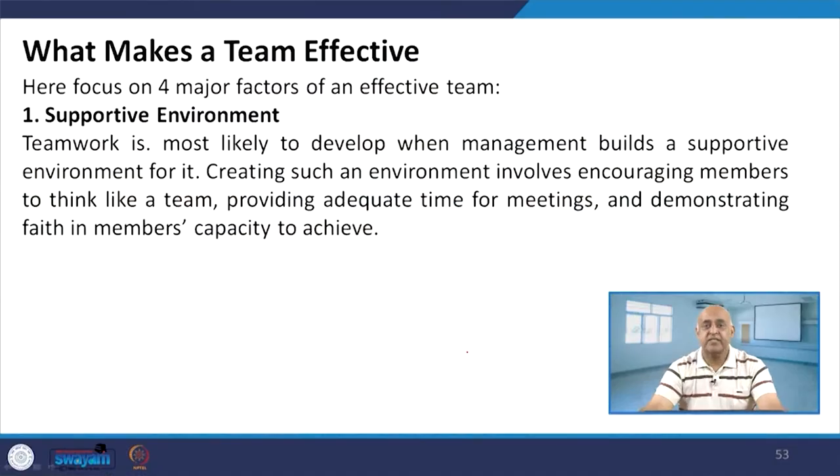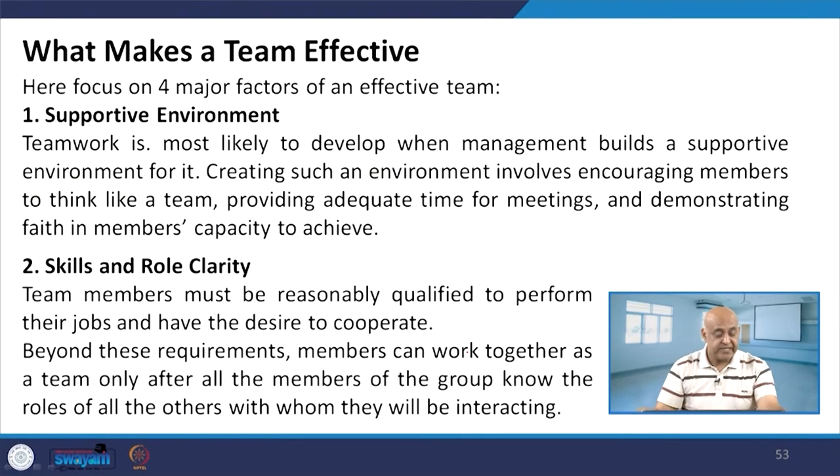Creating such an environment involves encouraging members to think like a team, collective thinking, collective wisdom, providing adequate time for meetings. So timely meetings and properly democratic meetings are organized, and demonstrating faith in members' capacity to achieve. Second is skills and role clarity. Team members must be reasonably qualified to perform their jobs and have the desire to cooperate. Beyond these requirements, members can work together, right? And therefore, in that case, they know what my role is and what the role of the others is. So that clarity is there.